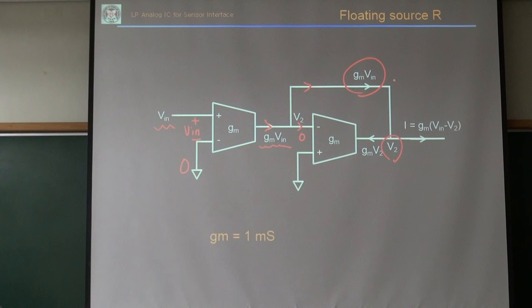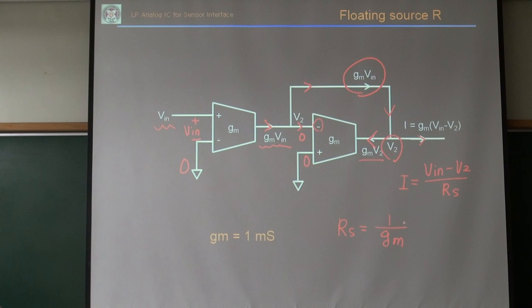And then what's this current? See, this is V2, right? Same V2. Because the positive input is zero and the negative input is V2, the current GM V2 must flow in. So the outgoing current is this current minus that current, which is GM times (V in minus V2). So I equals (V in minus V2) over RS. So my RS should be just 1 over GM. Okay? So my RS should be 1K.